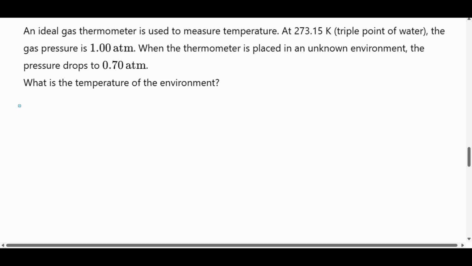Let's work through problems regarding the ideal gas thermometer. It can also be called a constant volume thermometer or Boyle's thermometer because it is based on the ideal gas law, and the ideal gas law is nothing but Boyle's law.